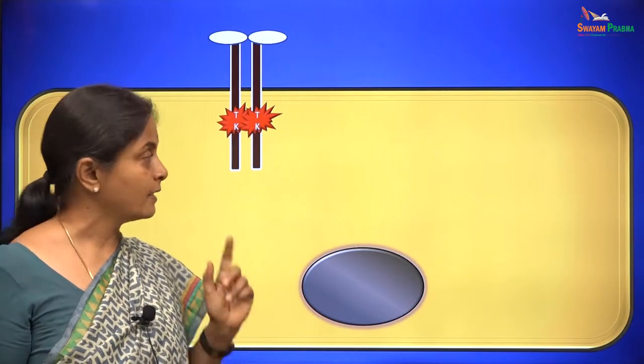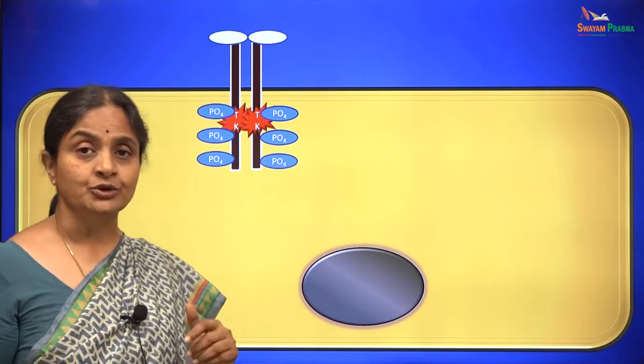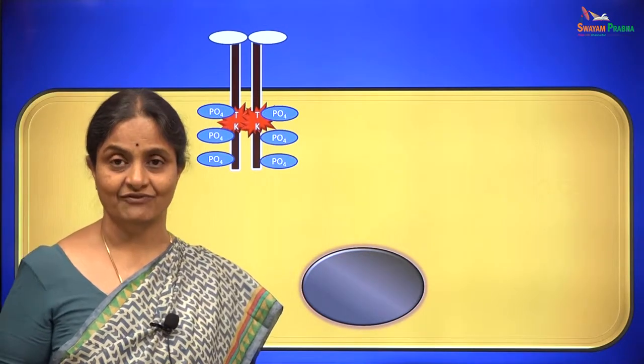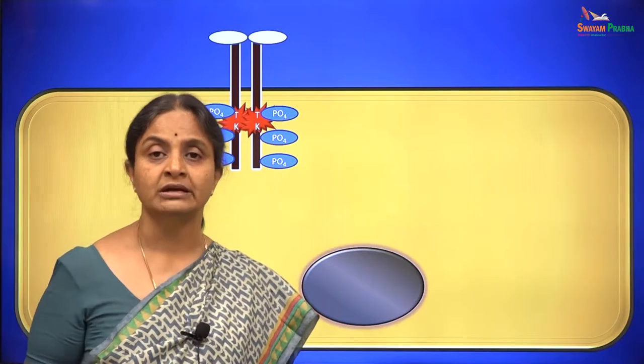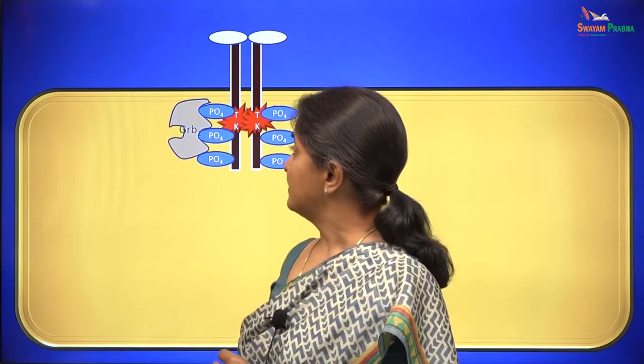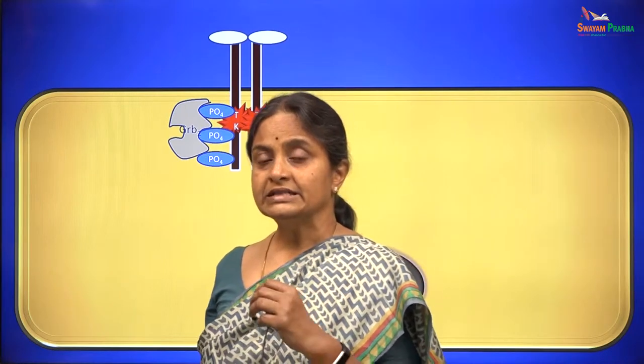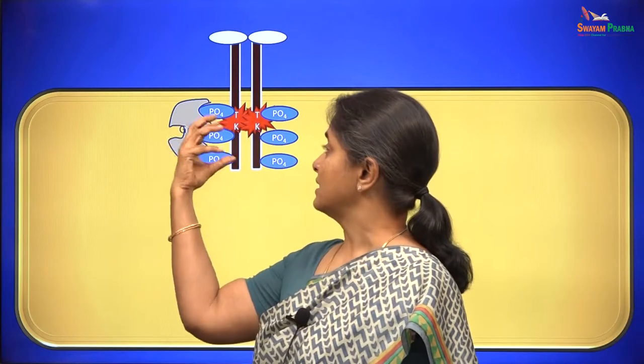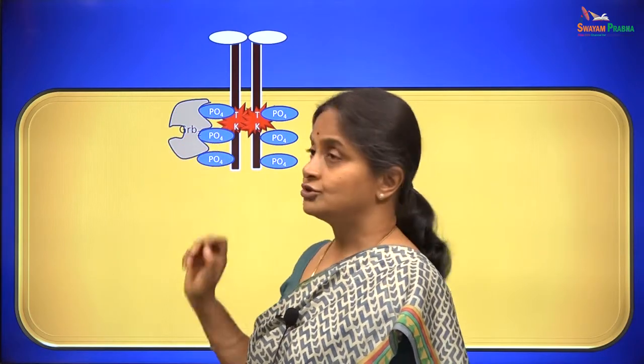Where? It in fact is going to autophosphorylate itself, autophosphorylate its own tyrosine residues. So these are now phosphotyrosines. The phosphates have gone and attached to tyrosine residues in the insulin receptor. Now the next step is an adapter protein, an adapter molecule, which will come and fix on to the phosphotyrosine residues.